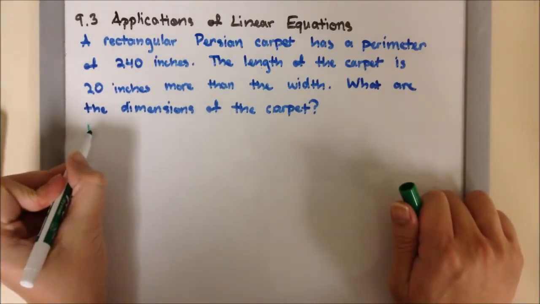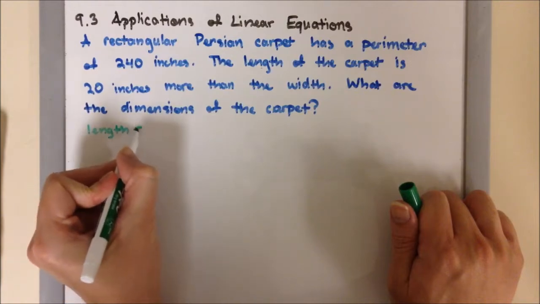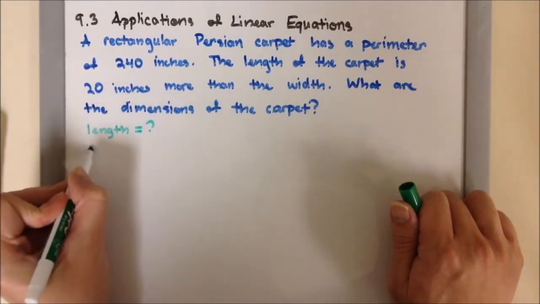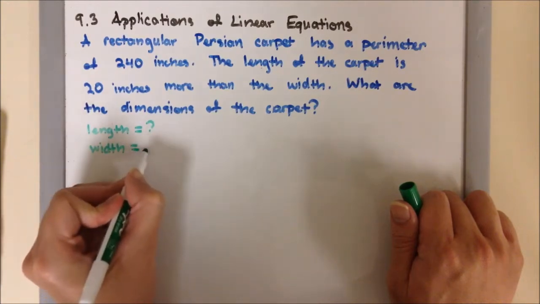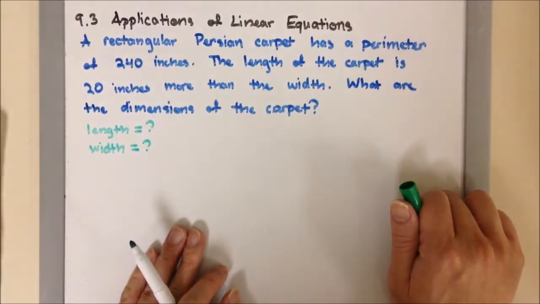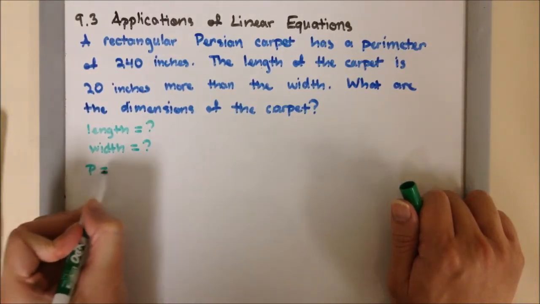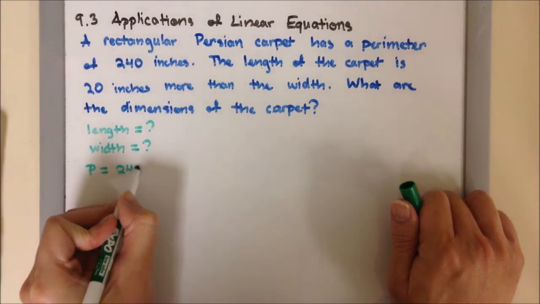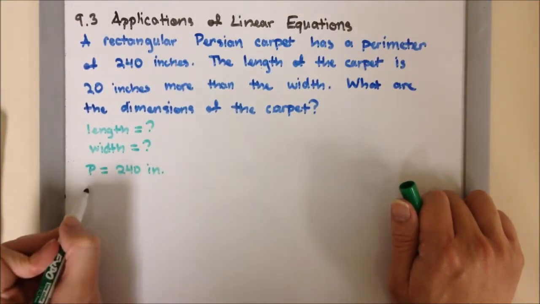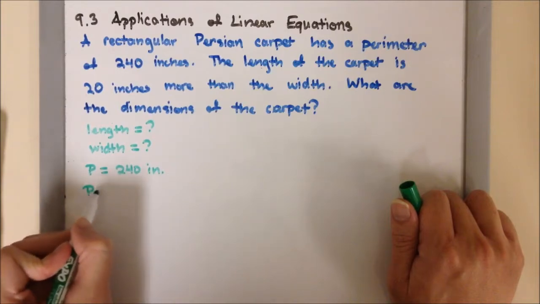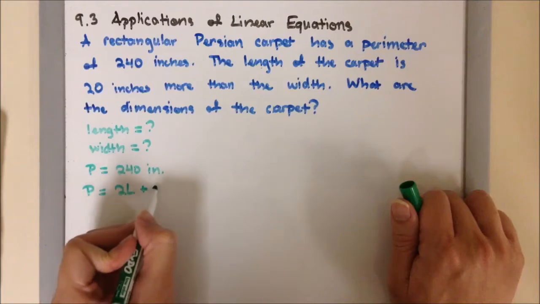So we don't know what length is, and then the width, same thing. Now we do know that the perimeter of the rectangular carpet is 240 inches. And we know that the formula for perimeter is twice the length plus twice the width.